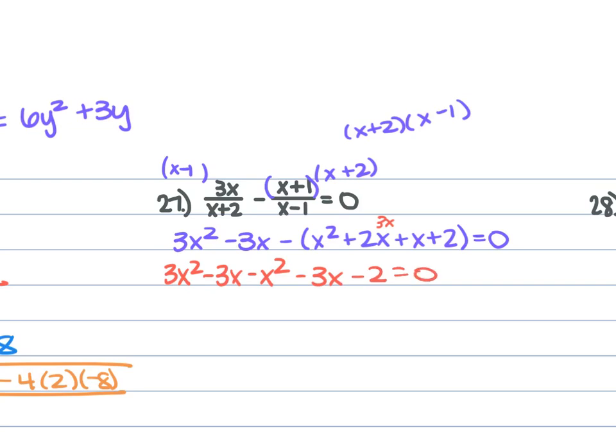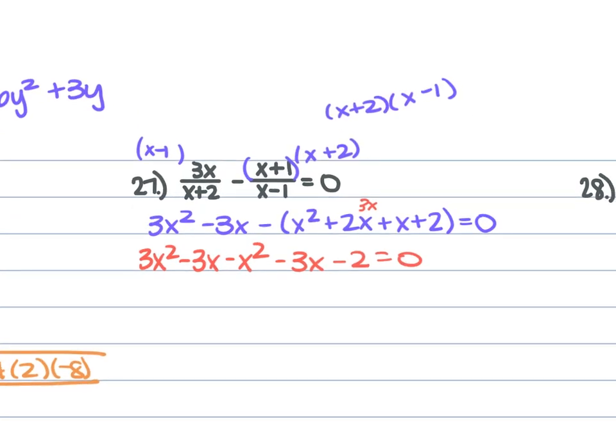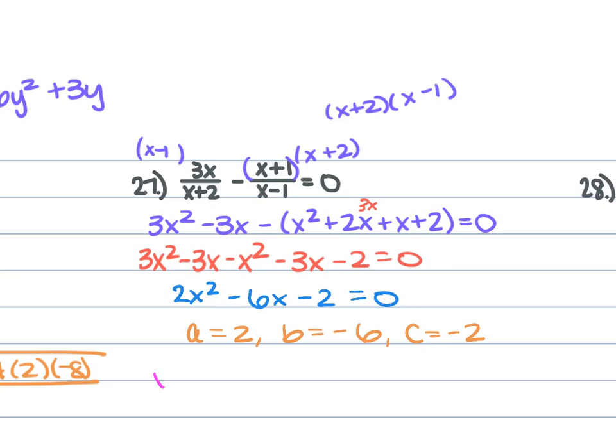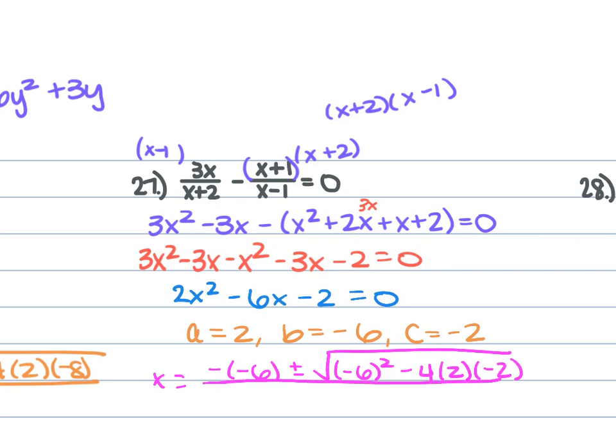So from here, we're going to combine like terms. The 3x squared minus x squared is 2x squared. The negative 3x minus 3x is negative 6x. And then that minus 2 is equal to 0. So our A is 2, our B is negative 6, and our C is negative 2. We're going to plug these values in to get x is equal to negative times negative 6 plus or minus the square root of negative 6 squared minus 4 times 2 times negative 2 all over 2 times 2.